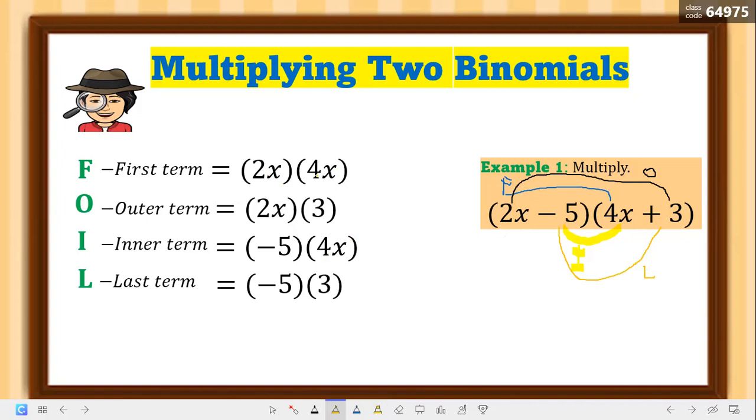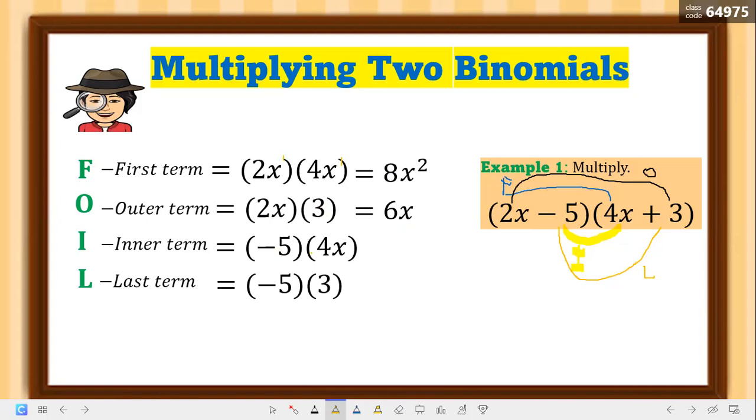What is 2x times 4x? 8x squared. Okay, very good. Remember, meron po ditong exponent na 1. Apply the law of exponent. Kaya copy the base, then add the exponent. Okay, then we have this 2x times 3. 6x. Very good. 6x. Since wala naman tong x, si 3, wala kang i-add na exponent kay x. Kaya copy lang siya.